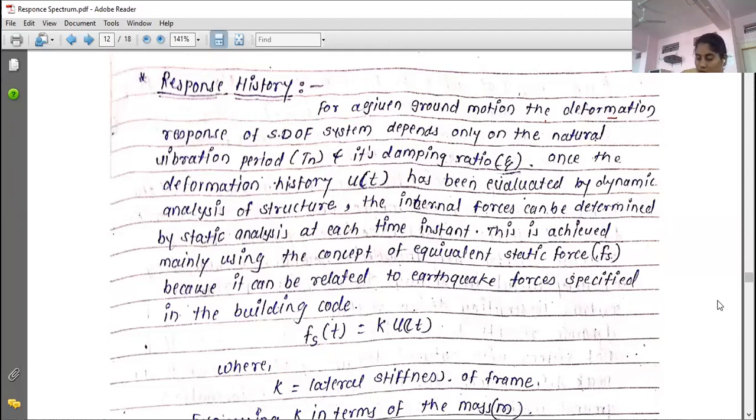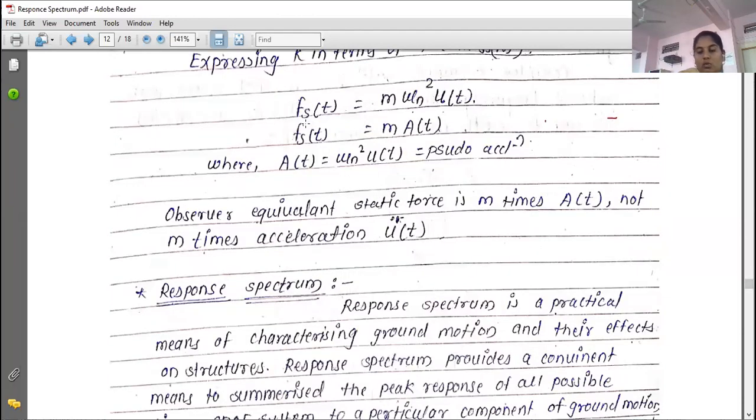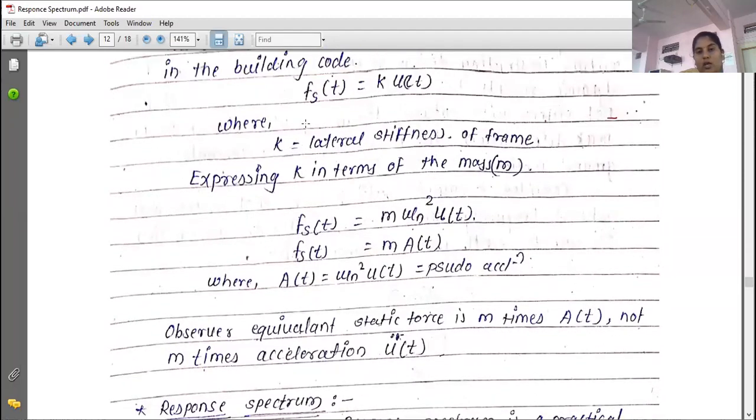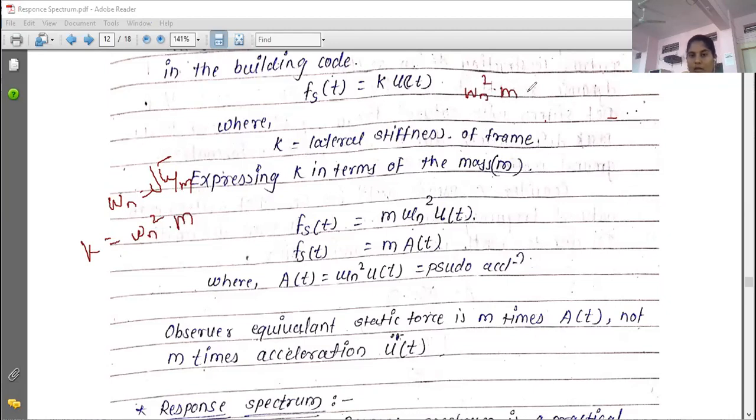So we already know that Fs is equal to k into u of t, where u of t is the displacement and k is the lateral stiffness of the frame. How to write k in terms of the mass? Already we know k can be written in terms of the natural frequency: omega n is equal to root of k by m. So k we can write as omega n square into m. So omega n square into m into u of t is equal to Fs.